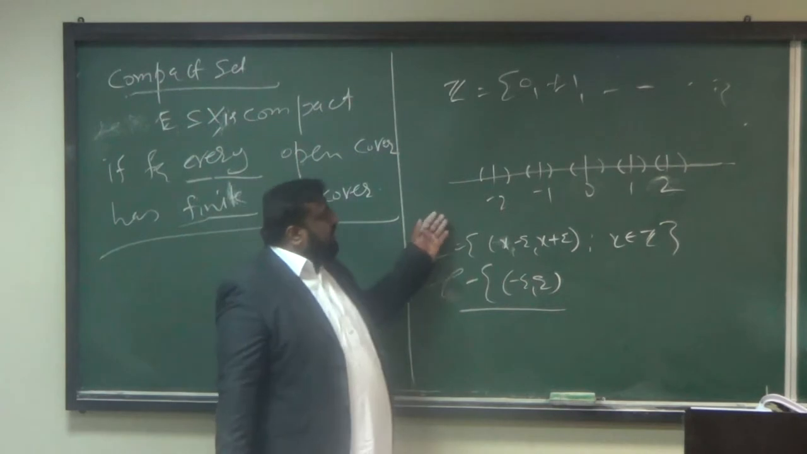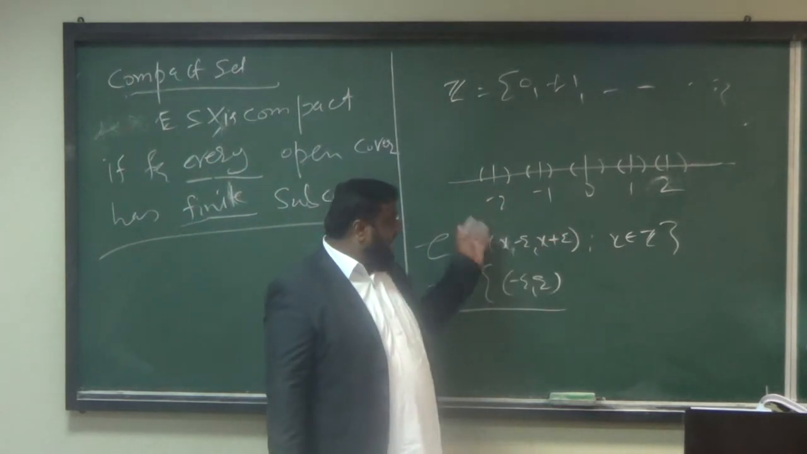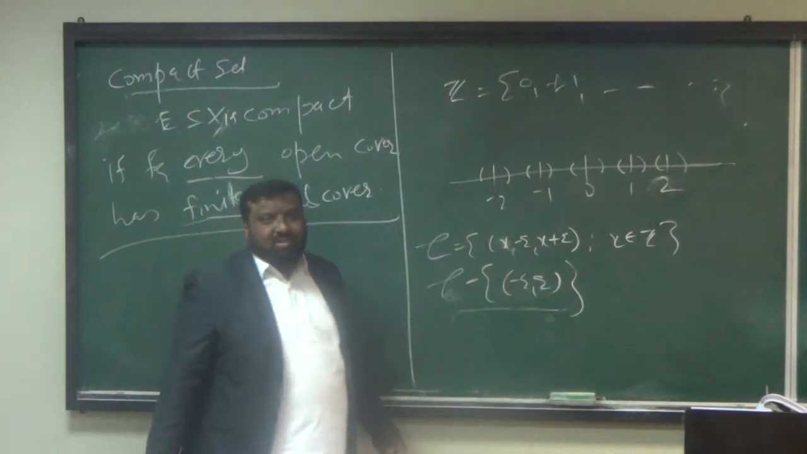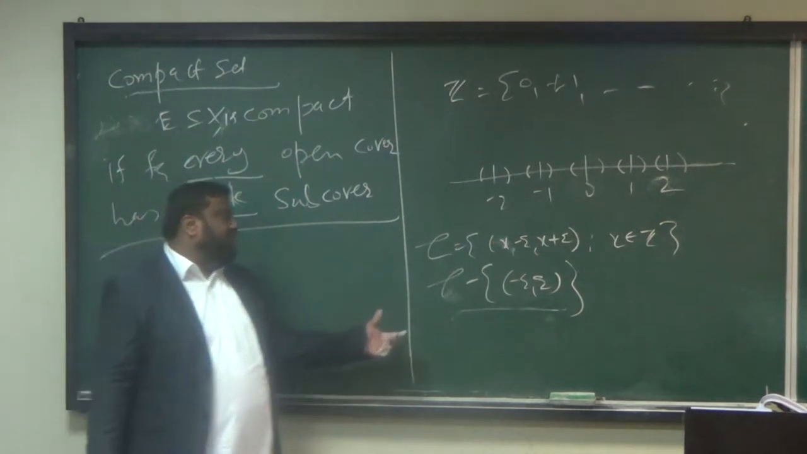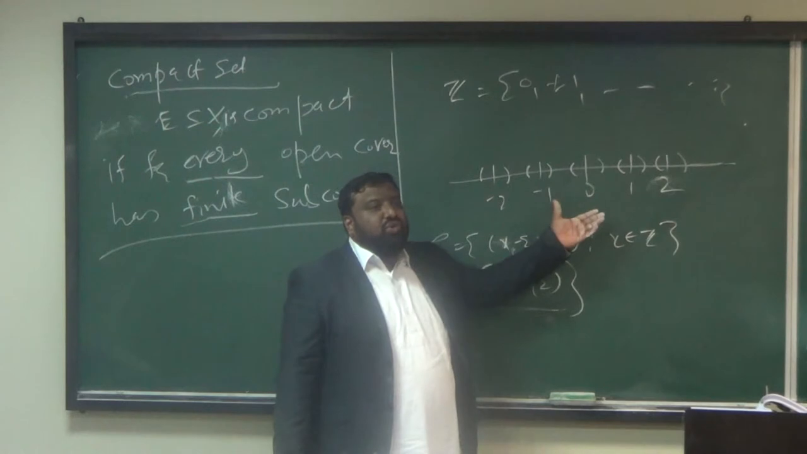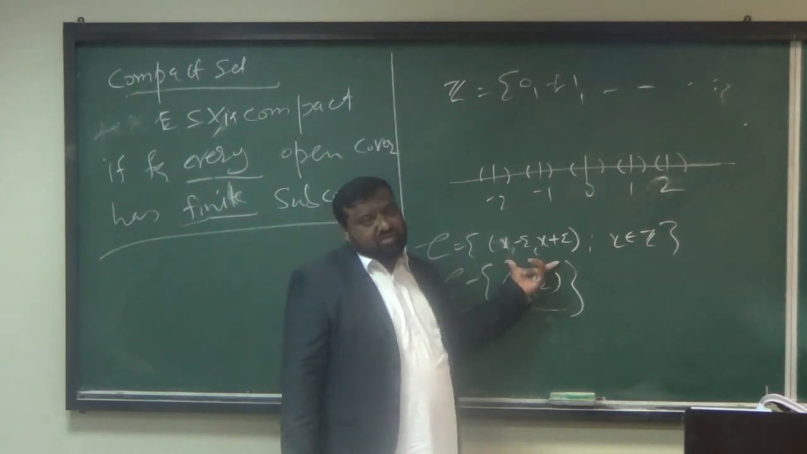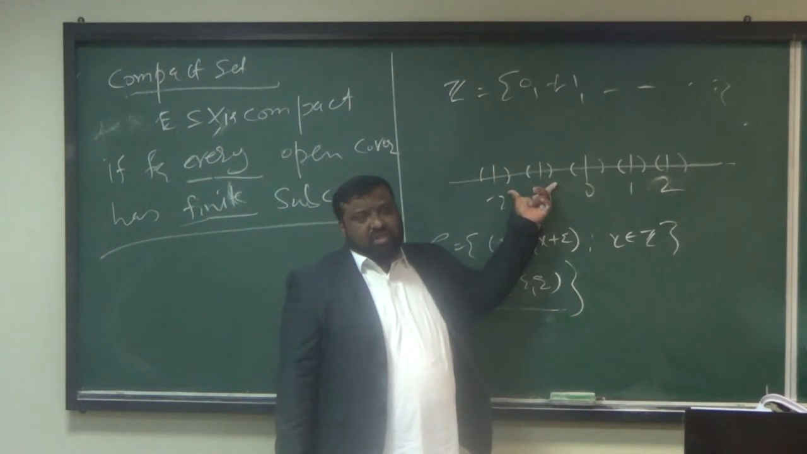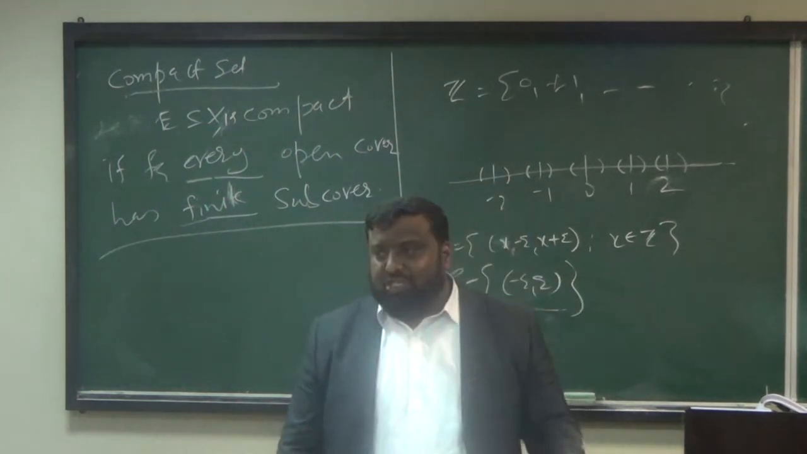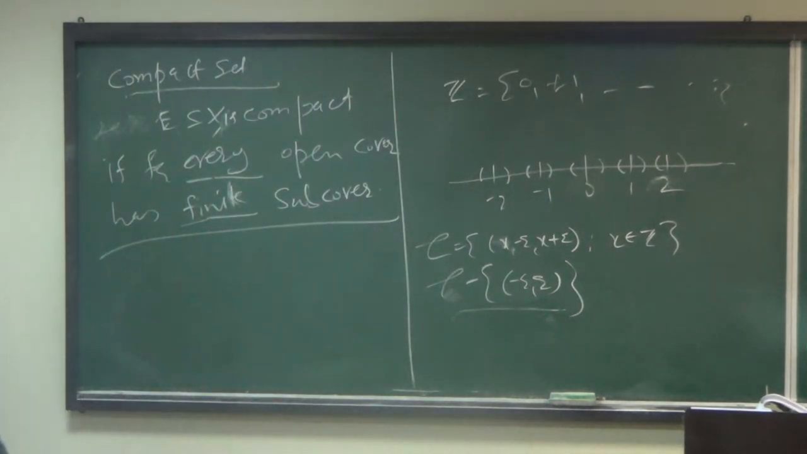So in other words, Z is not compact. Why is it not compact? Because I have a cover and I removed, for example, only one element. Just forget about removing an infinite number of elements. If you take only finitely many such intervals, it's not going to contain the whole of Z. It's just going to contain some finite number of points of the set Z. Hence a finite subcollection of this cover cannot cover Z. So Z is not compact. To prove something is not compact is very easy: just take a cover and show that it doesn't have a finite subcover.